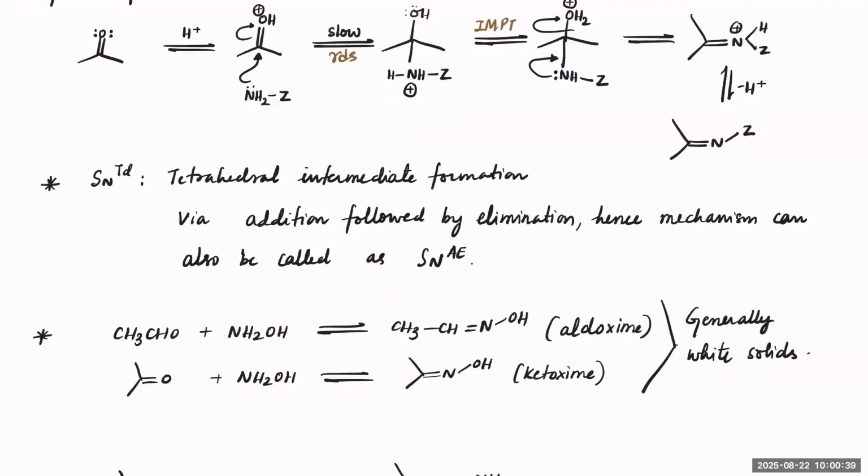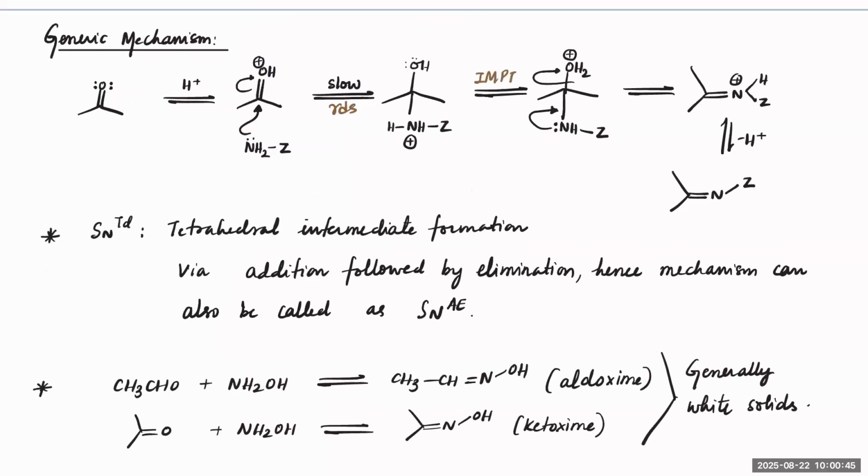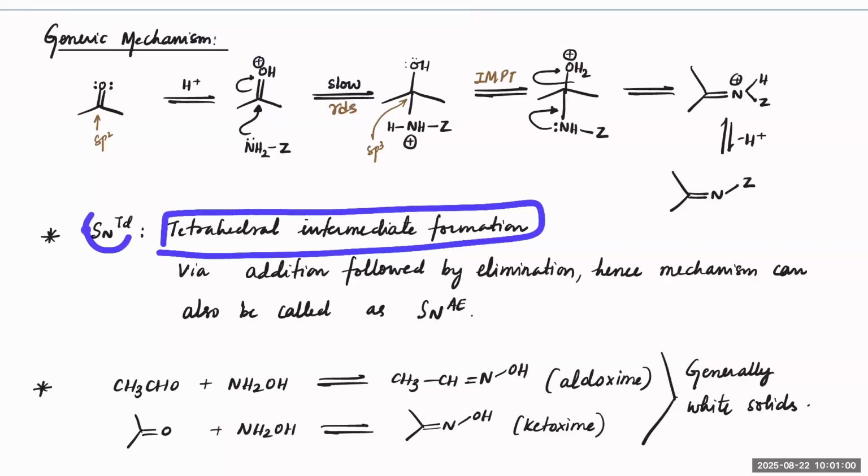I am talking about all 1 degree amines, not 2 degree. Okay, 1 degree amines. Now in this case, you can notice that there is a formation of sp3 carbon as an intermediate from the sp2 carbon. When such type of reactions happen, you call it tetrahedral intermediate formation or SNTD reactions.